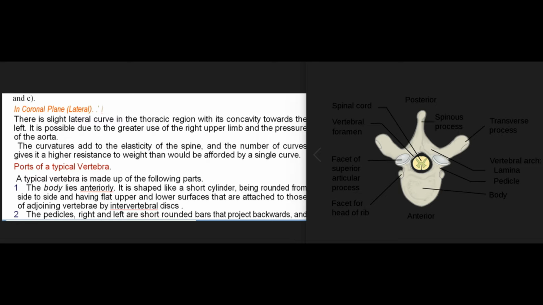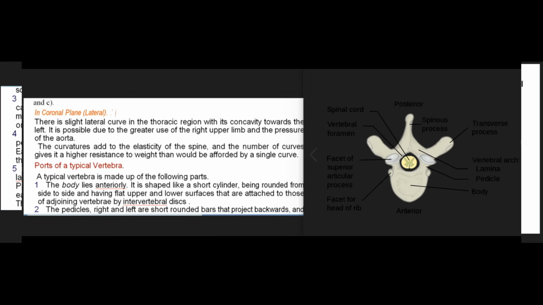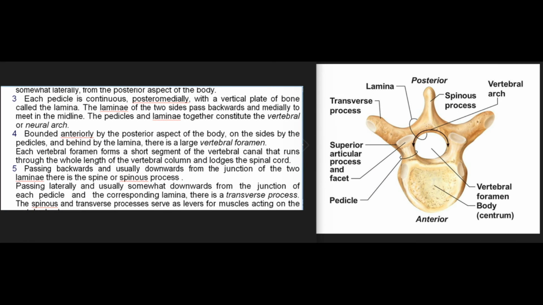2. The pedicles, right and left, are short rounded bars that project backwards, and somewhat laterally, from the posterior aspect of the body. 3. Each pedicle is continuous, posteromedially, with a vertical plate of bone called the lamina. The laminae of the 2 sides pass backwards and medially to meet in the midline. The pedicles and laminae together constitute the vertebral or neural arch.